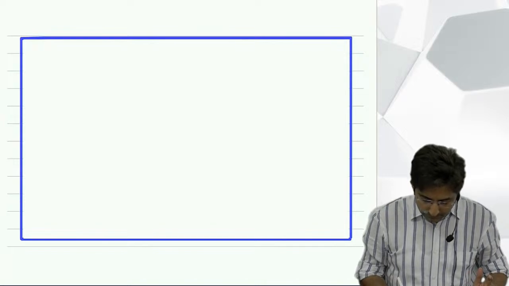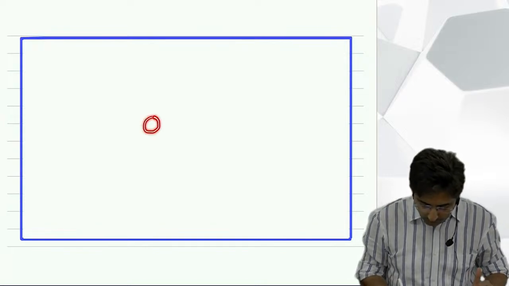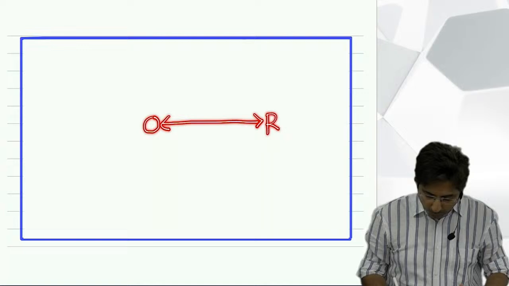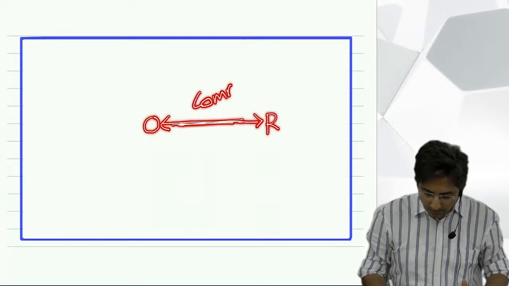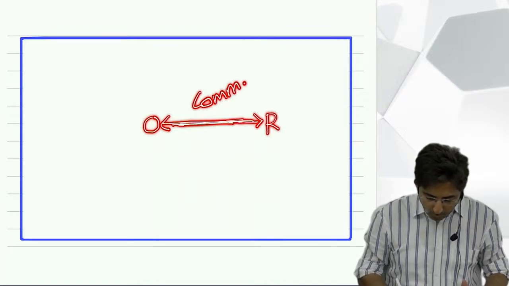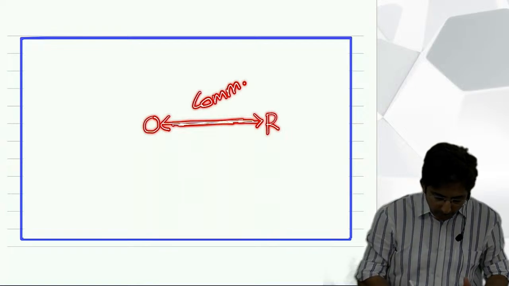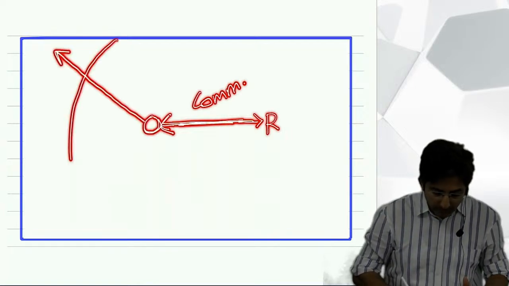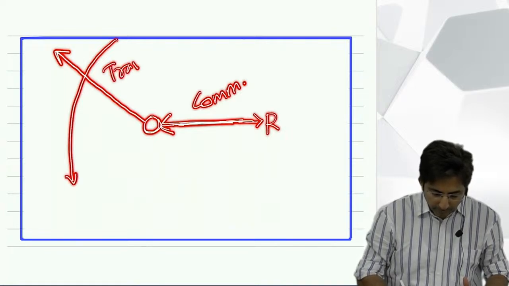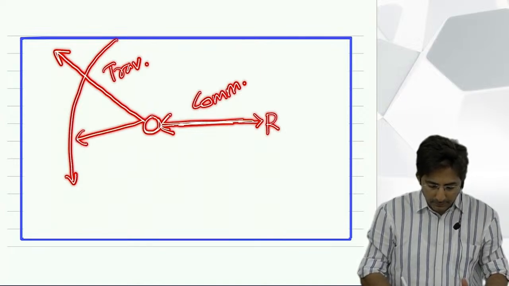See this. See, this drawing will make it very clear. This is the office. This is the residence. Now, for this journey, what you get is called commutation allowance. Once you reach the office, for office work, if you have to go outstation, then it is traveling. And if you have to travel within the city, it is conveyance.